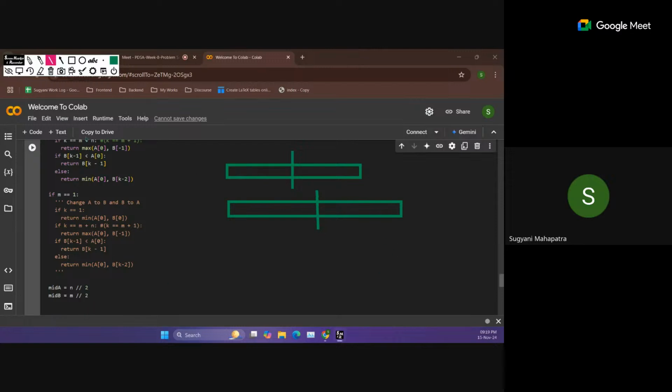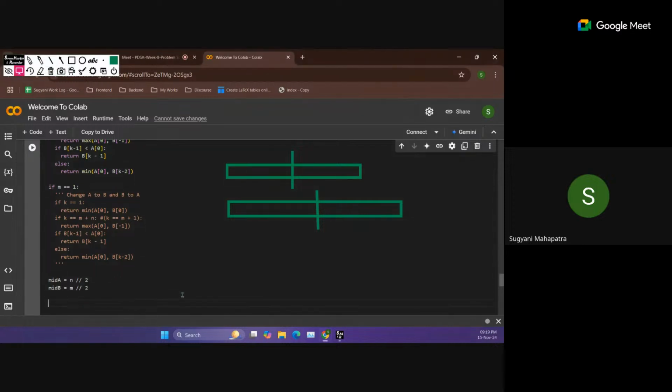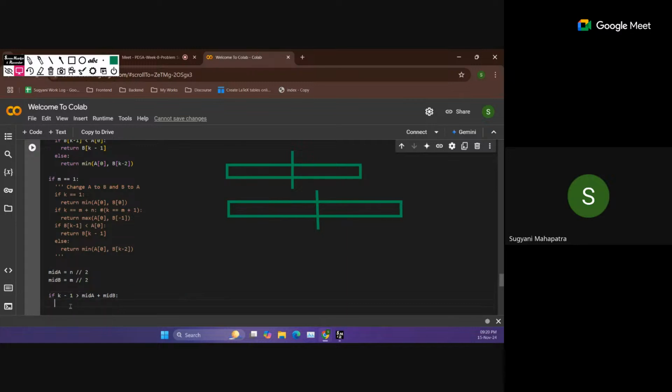Now how will I determine where my K will lie? The first condition is what happens if K is greater than middle of A plus middle of B plus 1. This plus 1 is basically because of the index. This is basically K minus 1 being greater than this. So if my kth value is greater than middle of A plus middle of B.